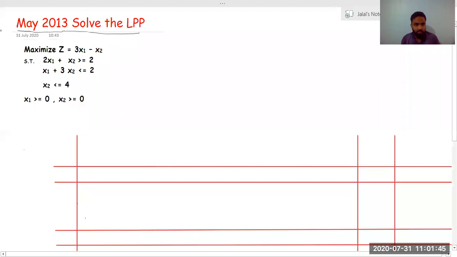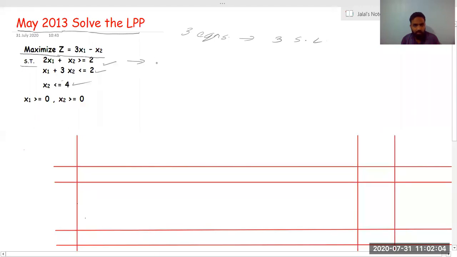First of all, the question is given as maximize z is equal to 3x1 minus x2. It is subjected to some conditions. There are three equations. So we already know when there are three equations, there should be three slack variables. Okay, this is for sure. There should be three slack variables.